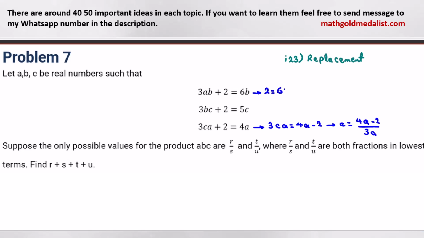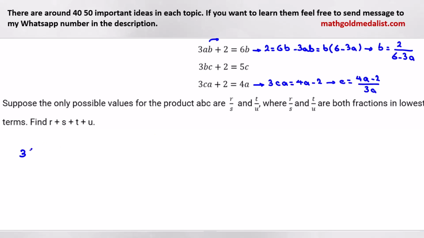So we can say 2 is equal to 6B minus 3AB. If we take these to the right-hand side, it will be B times 6 minus 3A. So we can say B is equal to 2 over 6 minus 3A. Okay, so we found B in terms of A and also C in terms of A. And now we can replace B and C with these two terms in the second equation. So let's write 3B. Instead of B, we write 2 over 6 minus 3A.